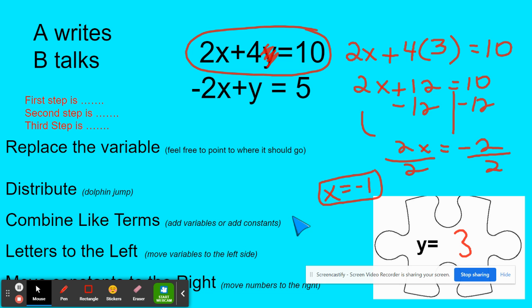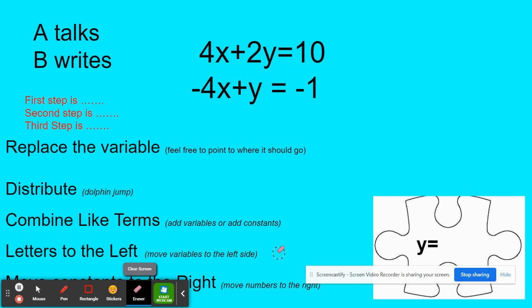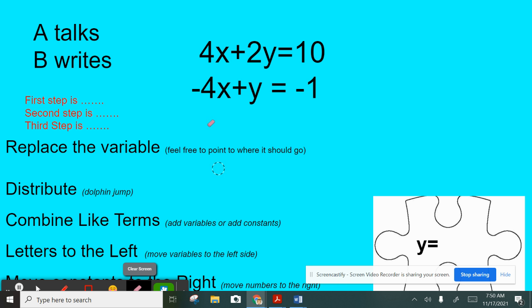You guys switch roles. B is going to write. A is going to talk in 3, 2, 1. Let's go. Let me clear my pen. Oh, let's go back here. I'm getting used to these. There we go. Okay, there's your problem. Same kind of problem. Do the best you can. Push pause. Let's go.